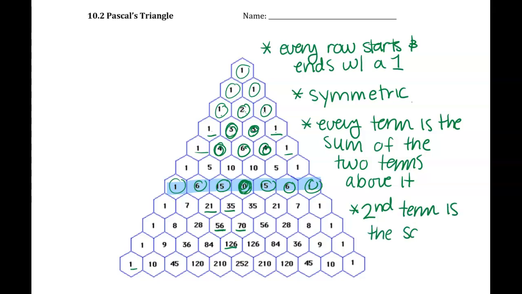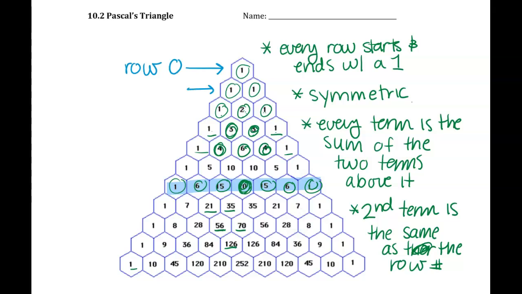Last piece, the second term is the same as the row number. Not there, the row number. Meaning, starting up here at the top, there is no second term. So this is row 0. Row 1, second term is 1. Second term is 2. This is row 2.